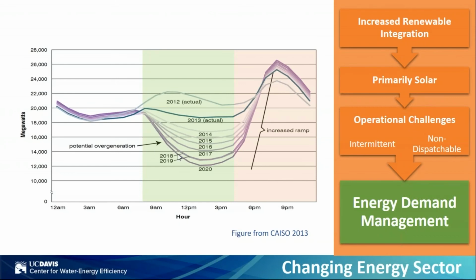So one of the ways that the energy sector is trying to mitigate this is through energy demand management. And that's incentivizing customers to move their energy use from these peak time periods into times when energy is more readily available, particularly in the middle of the day.